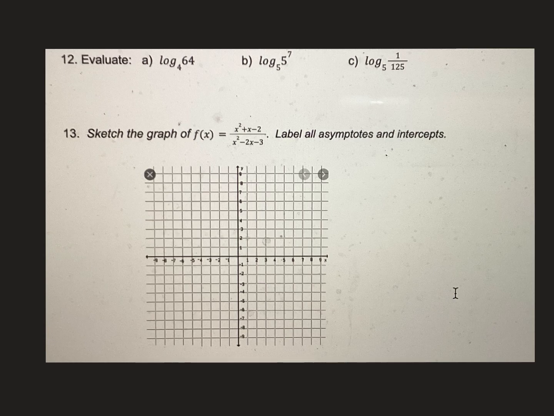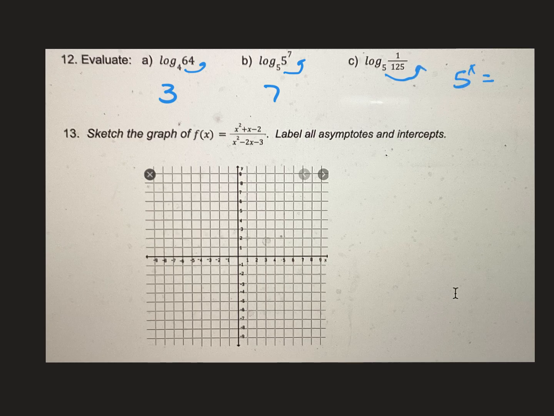Number 12. Basically asking me, 4 to what power is 64? 4 to the 3rd power. Do not miss part B. 5 to what power is 5 to the 7th? Did you hear what I just said? 5 to what power is 5 to the 7th? The 7th power. And lastly, 5 to what power is 125?